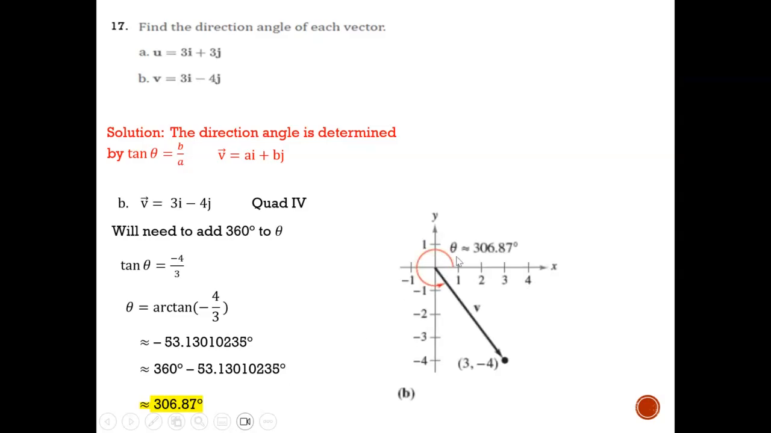306.87 is the answer. And here's the graph, right? 3, negative 4 is a point there, which means this is the angle that we're looking for. Okay? Because this part here, guys, was negative 53.1301235. So this is the angle that we're looking for. That's why you add the 360.